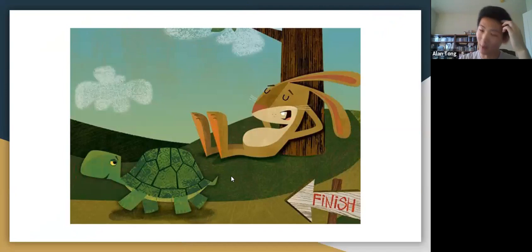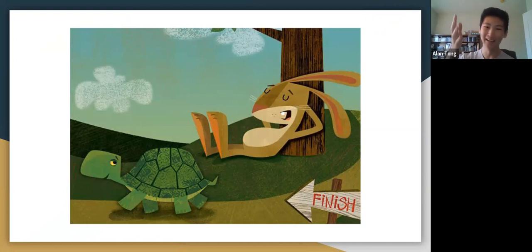Now, I'm sure you've all heard the story about the tortoise and the hare. I'm not sure about the specific story, but this is my mental version of it. I haven't read it in a long time, but at least in my mind, there was this tortoise and the hare, and they were like, I'm faster than you, and then they started racing, and the hare was just super fast.